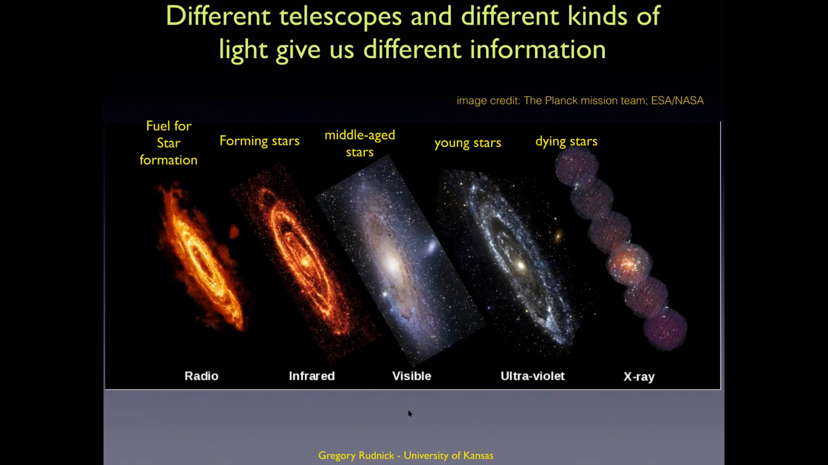We have our middle-aged stars represented by the visible light. These are the stars that are relatively unobscured by dust and tend to be older. Now, the ultraviolet shows us young stars. These are stars that are both very young and not obscured by dust, because dust actually obscures things most effectively in the ultraviolet and the blue. So these are the young, relatively unobscured stars.